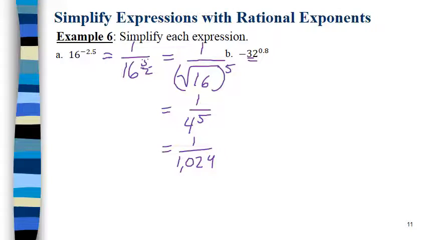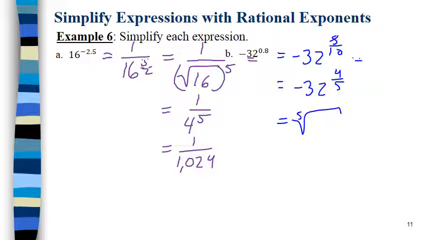Okay, let's try this next one. So if b is -32 to the 8/10, that means we're doing negative 32 to the 8 over 10, which 8/10 we can reduce to 4/5. So now we have negative 32 to the 4/5, which means we're doing the 5th root of negative 32 raised to the 4th power. Well, the 5th root of negative 32 is negative 2. So negative 2 raised to the 4th power is going to be 16.